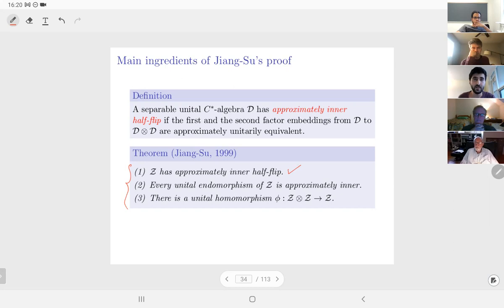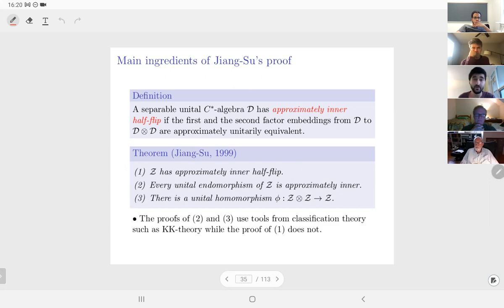Now, in order to prove these three, the proof of the first one is quite nice, and it's a direct proof. It does not use any classification result. However, the second and third use tools from classification theory, such as KK theory. And again, it would be nice to have a proof of the fact that Z is strongly self-absorbing without using KK theory.